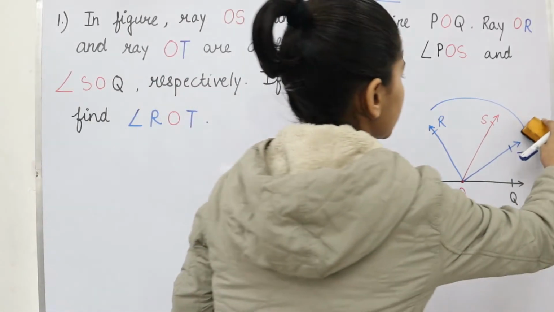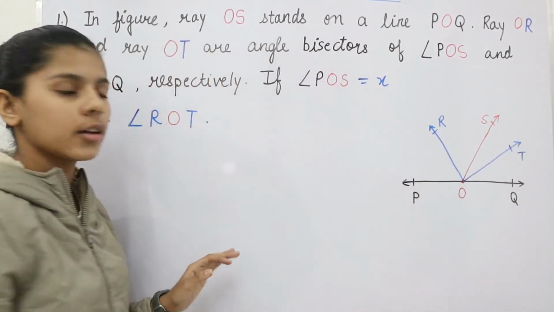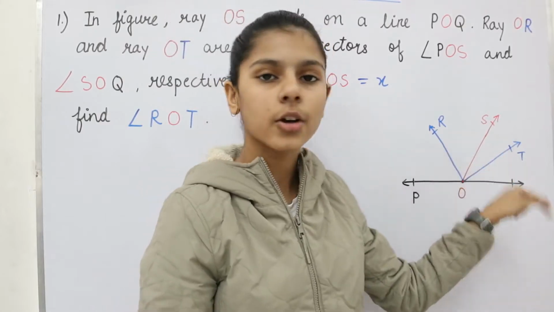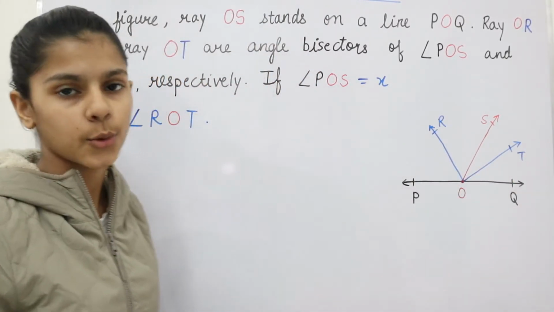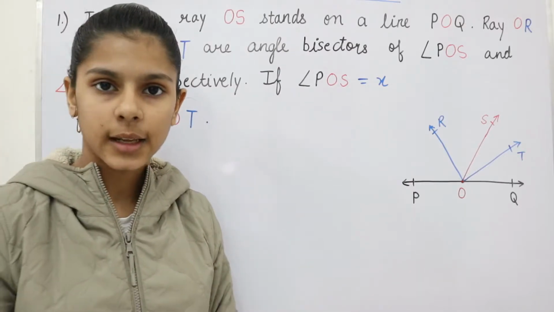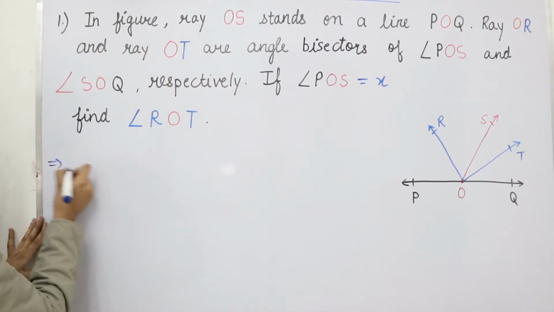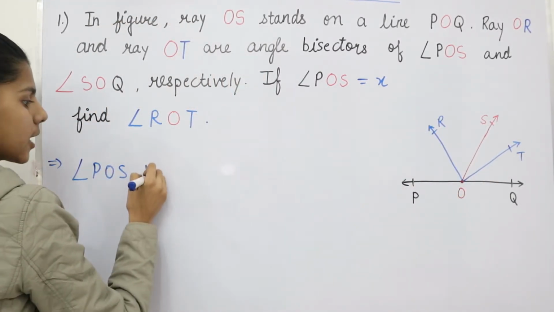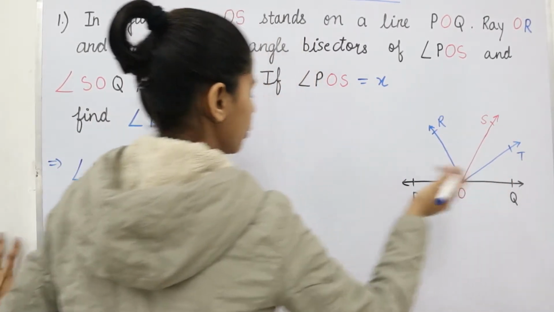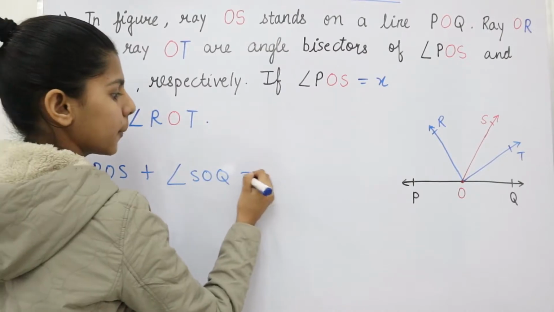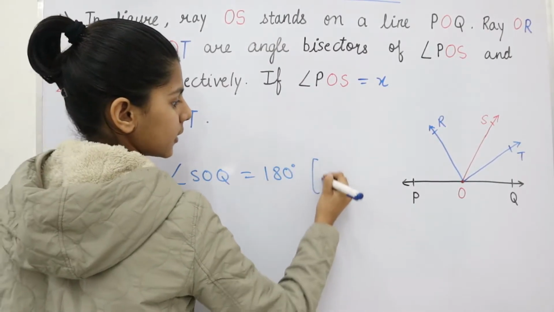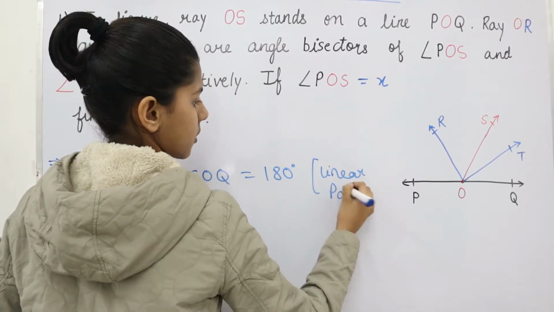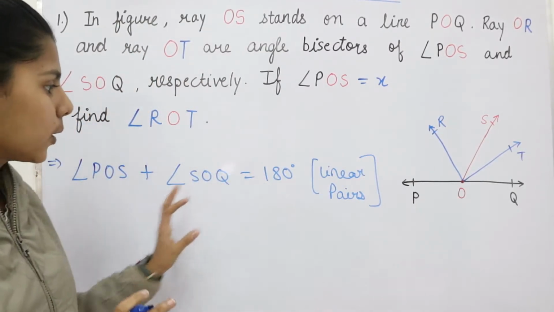First we will start with the angles on a straight line. You can see POQ is a straight line and the angles forming on this line will be equal to 180 degrees. This we all are aware of, as it is the property of linear pairs. So what can we write? Angle POS plus angle SOQ will be equal to 180 degrees. Why? They are linear pairs.